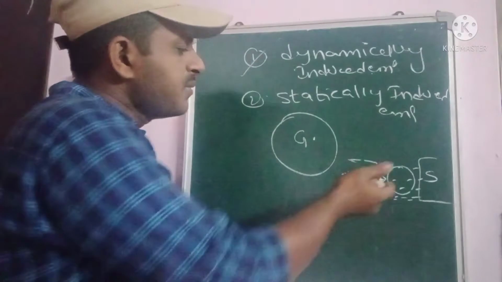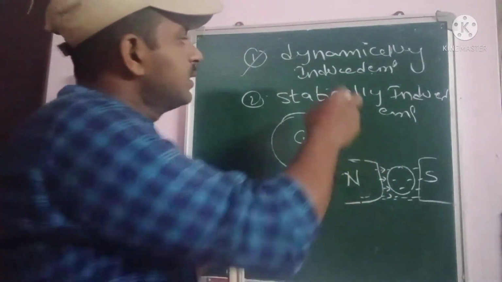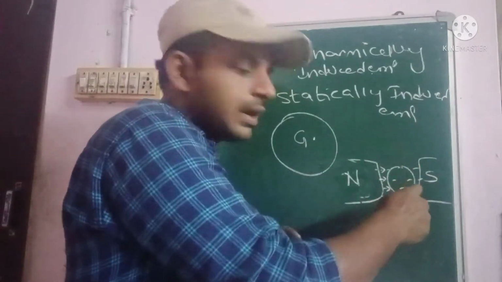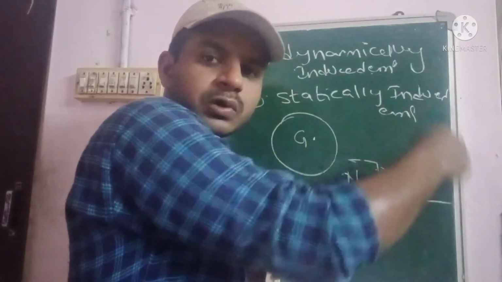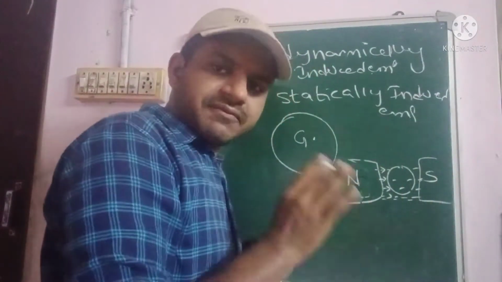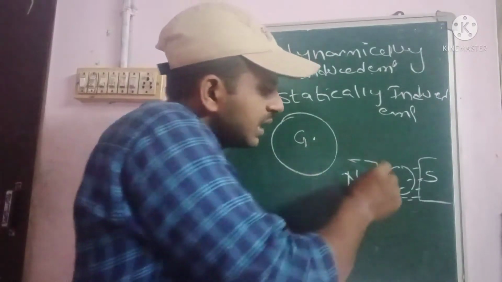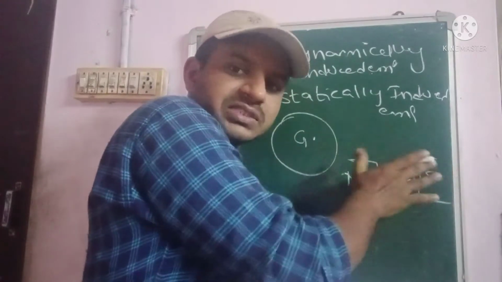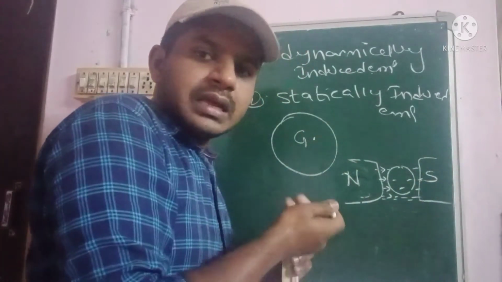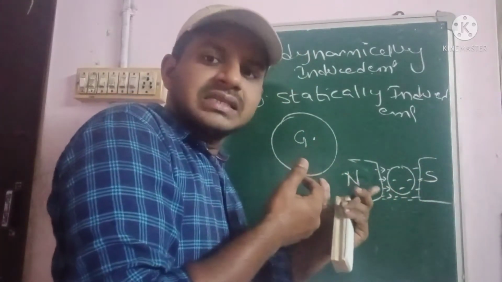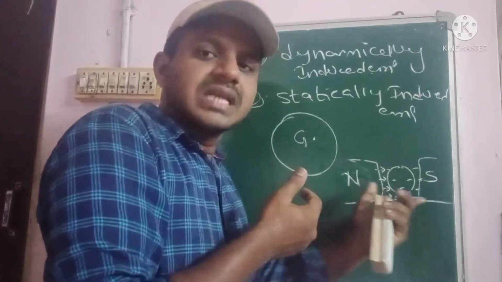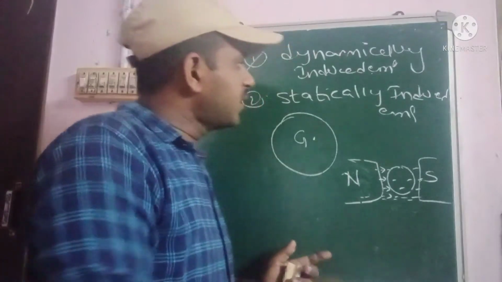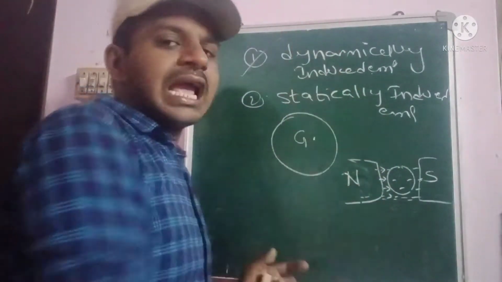Coming to the dynamically induced EMF, the rotor will be rotating. Here rotor means conductor. The conductor is rotating and the flux is stationary. The flux is stationary because it always flows from north to south, so we simply identify it as stationary flux. The conductor is always rotating and the flux is stationary. That is why the produced EMF is dynamically induced EMF.